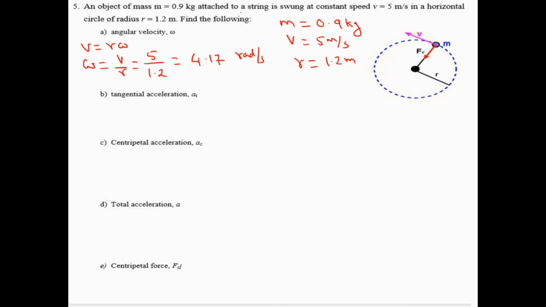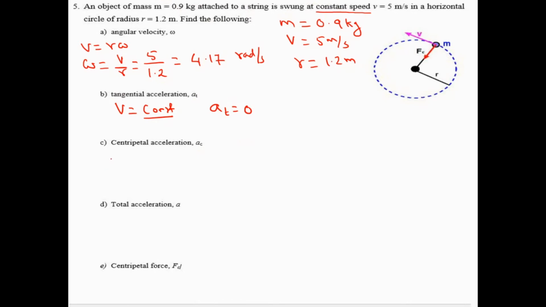The second question, we have to find the tangential acceleration. You have to read the question very carefully. Here it is moving with constant speed. If any object is moving with constant speed, what is the tangential acceleration? It should be equal to 0. This is the rule. So for the second question, our tangential acceleration is 0 because the object is swung at constant speed. If the speed is constant, the acceleration value will be 0. Okay. The third question: what is the centripetal acceleration or radial acceleration?